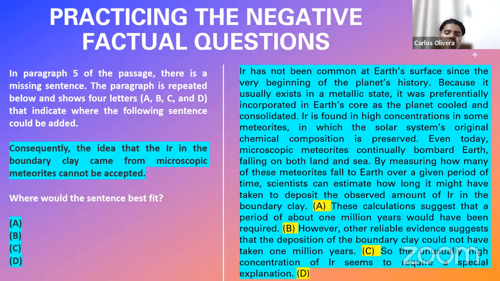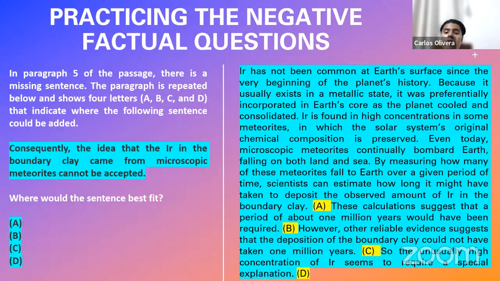In spot C. Why? Because in spot C, as I say, they have completely discarded the theory. They say, okay, it's not possible to have taken 1 million years to fill the Earth with this element by meteorites. It's not possible. Consequently, and as you can see, there is where our sentence will be included. Consequently, the idea that the iridium in the boundary clay came from microscopic meteorites cannot be accepted. And well, the rest is just another theory they are looking for, right?